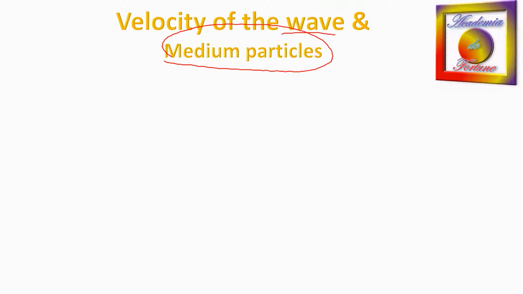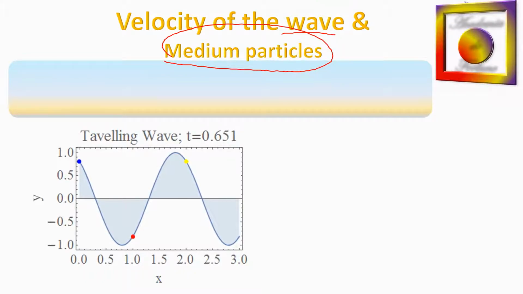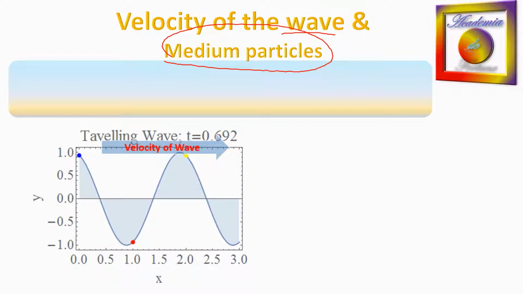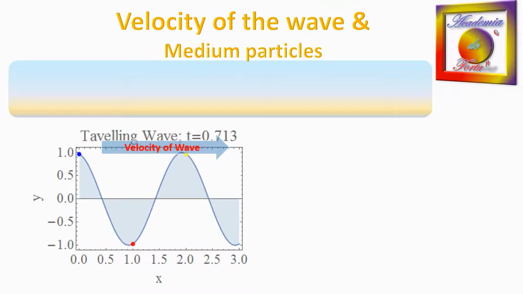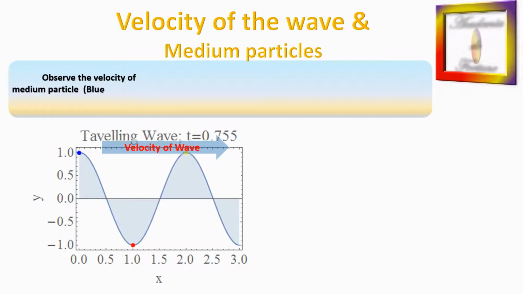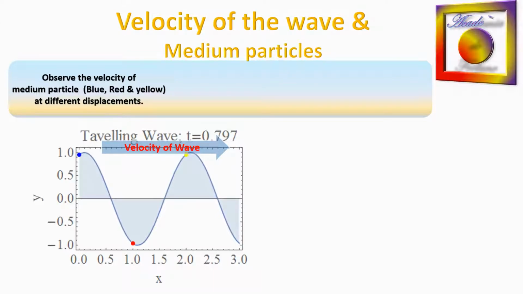Now let's move forward and differentiate between velocity of the wave and the velocity of medium particles. Here you can see a traveling wave and the velocity of that particular wave is towards right. Okay? Observe the velocity of the wave particles now, which are marked as blue, red, and yellow at different displacements.